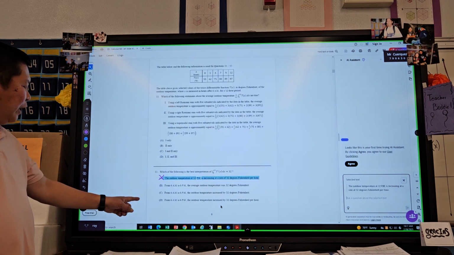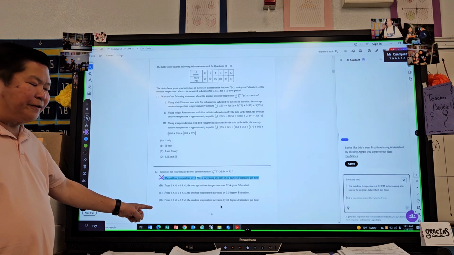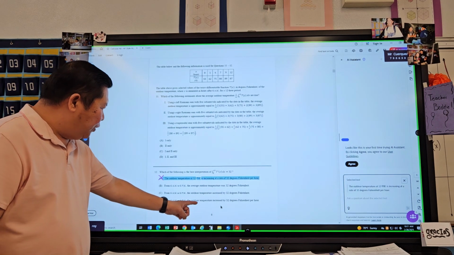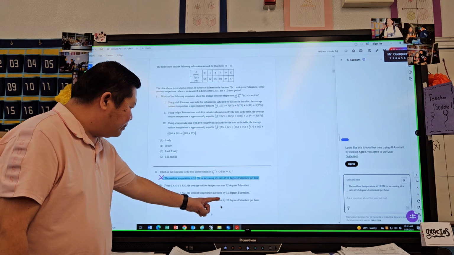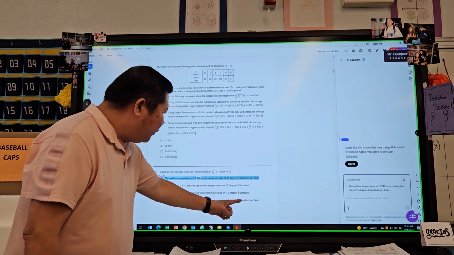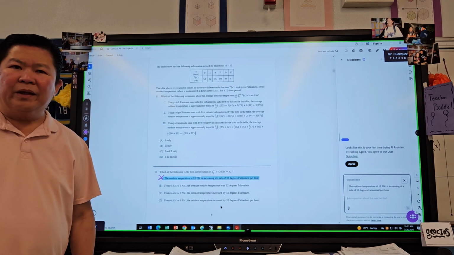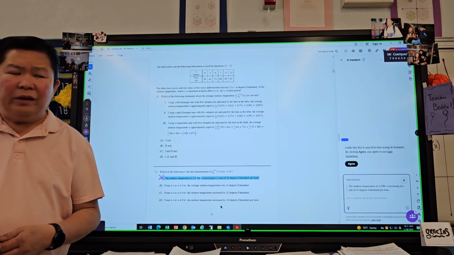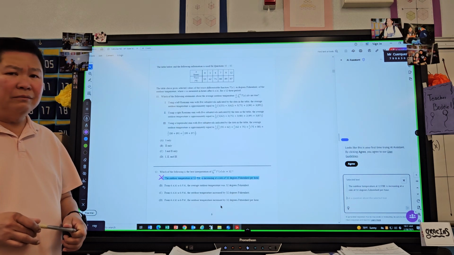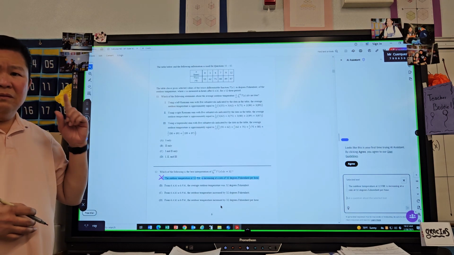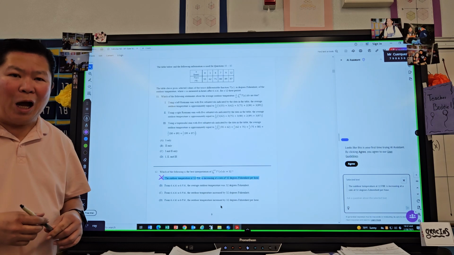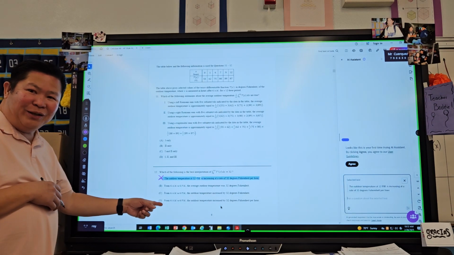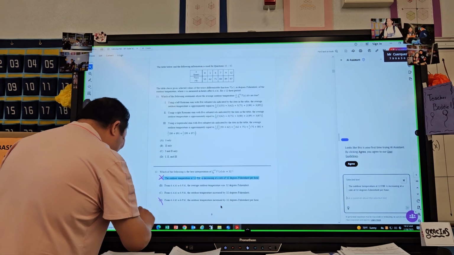Shall we look at letter D first? From 6 a.m. to 6 p.m., the outdoor temperature increased by 32 degrees Fahrenheit per hour. What do you think? Per hour? 32 degrees? Heck no. From the table, yes or no? No. It's a no. You're right.